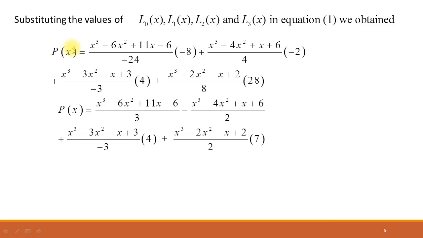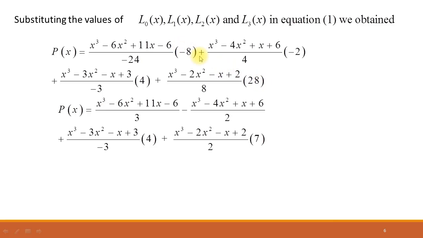A polynomial of x is equal to L0, this is the value of L0 and this is the value of y0: (x cube minus x square plus 11x minus 6) divided by minus 24, into this is the value of y0, plus this is the value of L1 into y1. This is the value of L2 and this is the value of y2. This is the value of L3 and this is the value of y3.